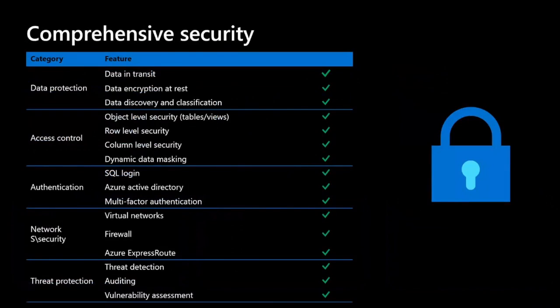Last sort of bit here is on comprehensive security. So you've got data protection in terms of everything's been encrypted. You have discovery and classification. Like I said, that's being able to scan your data and find personal information, HIPAA information. Row level, column level security, that's new to the data warehouse. Dynamic data masking as well is new to the data warehouse. Runs and works the same way as it does in SQL Server.